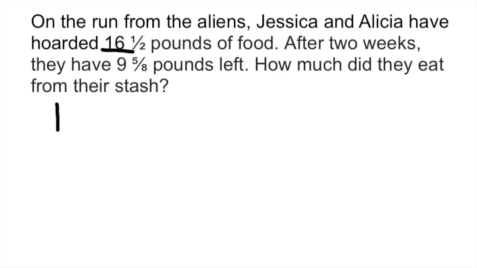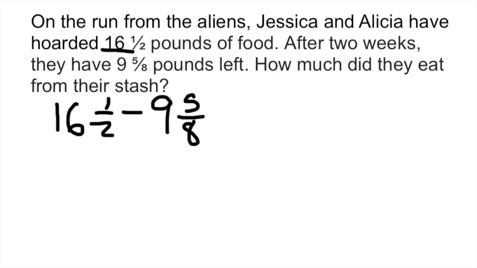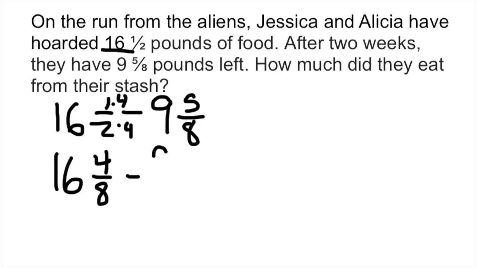So we have 16.5 minus 9 5/8. We need to have common denominators. So you could skip count by 2s and you would see that 2 can make an 8. So you multiply this one by 4. So you have 16 4/8 minus 9 5/8. We have a slight problem. We can do 16 minus 9, but we can't do 4/8 minus 5/8.